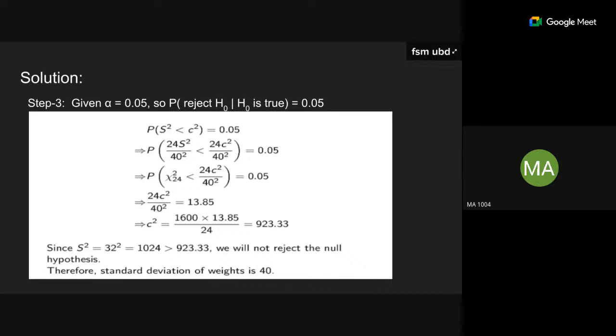Okay, these are the 2 variations we will be having. So this is one variation where alpha is given, and you have to compare between the test statistic and the critical value.